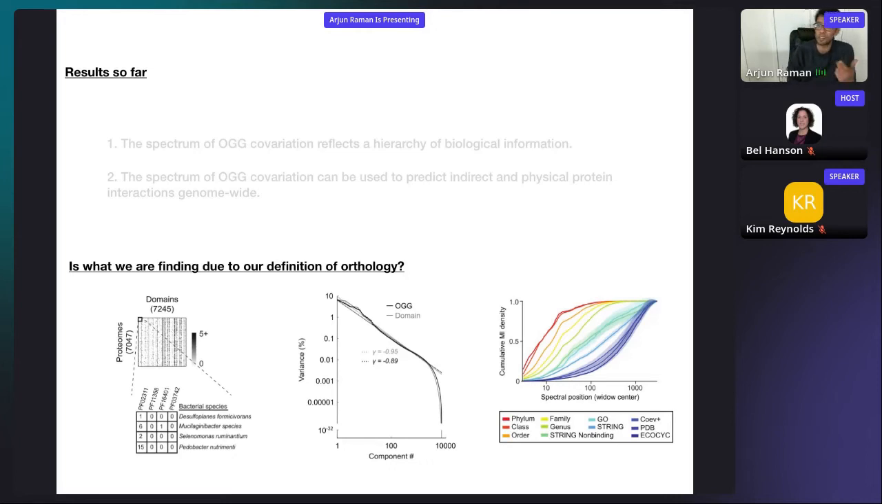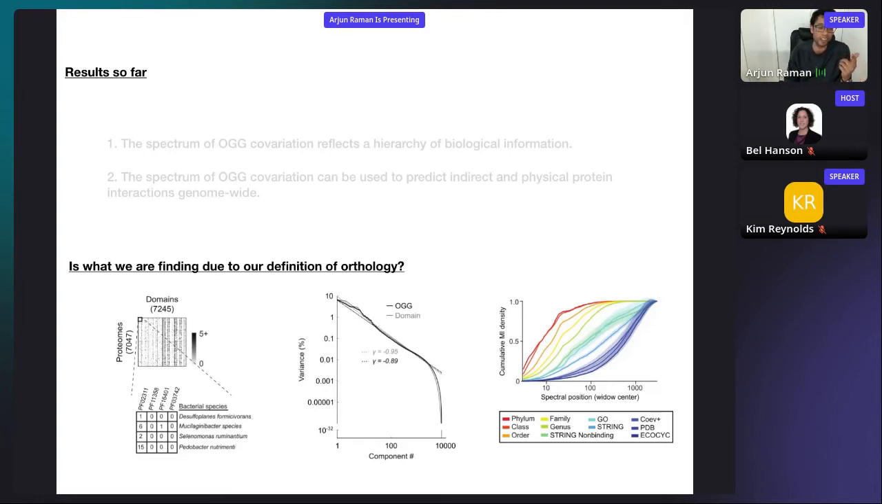Domains are independently foldable and functional units of proteins. In a very similar sense, they get grouped together if amino acid sequence is similar across different bacteria. And what we find is almost exactly the same result. That is, if we perform spectral decomposition, we see a linear scaling of the eigenspectrum that's almost superimposable on that of OGG covariation. And we also find that the spectral separation obeys the same trend as what we found with considering orthologous gene groups.